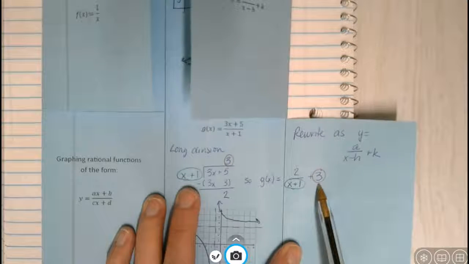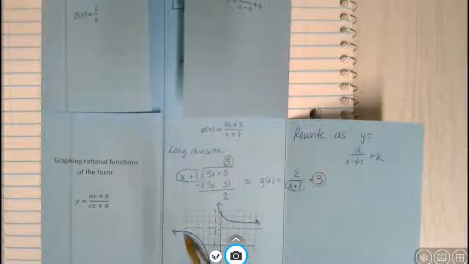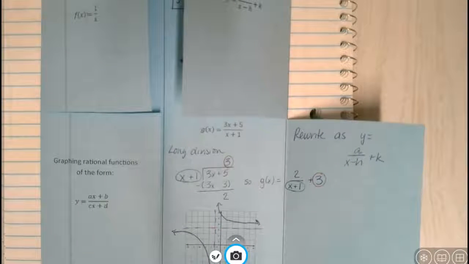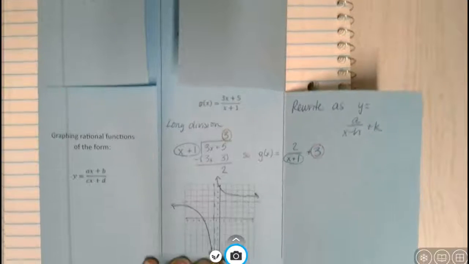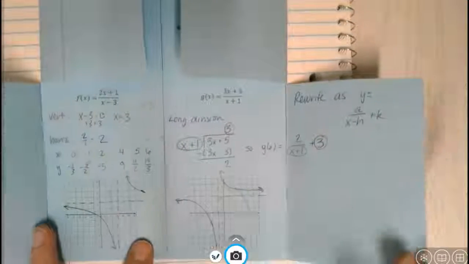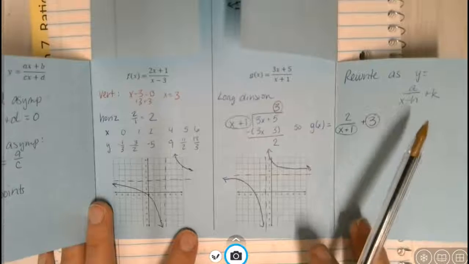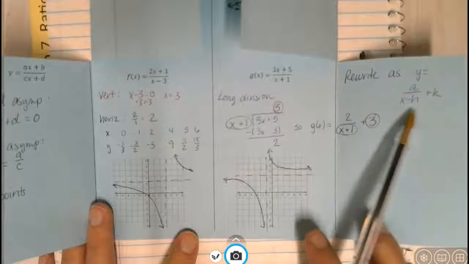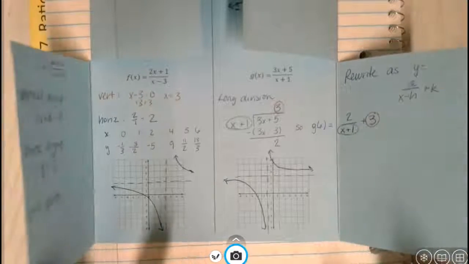Now I have my k and my h, so I can plot my 2 different asymptote lines, and then pick some points and graph as well. Either way you graph these works, but sometimes it's a lot easier to get it into this form so you know exactly where your h and k are.